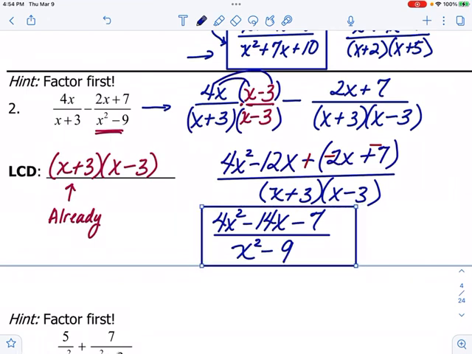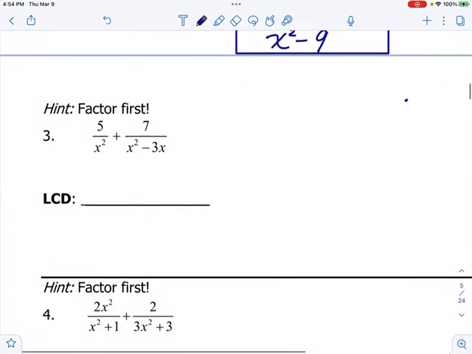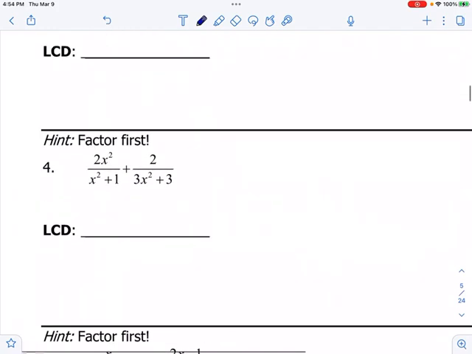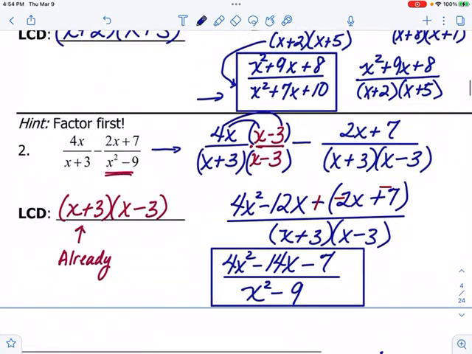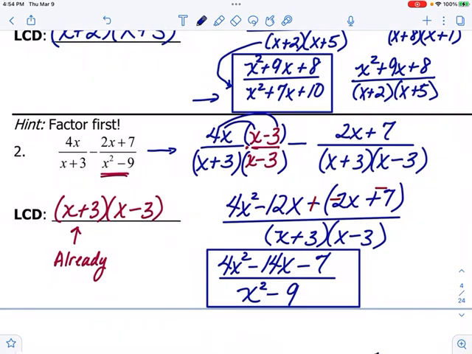Okay, I've got a couple more problems to do, but I'm going to do one more. Let me see, I have 3 more. So I think what I'm going to do to get all these done is I'm going to stop right here and pick up with example 3 on the next video. Okay, so be right back.